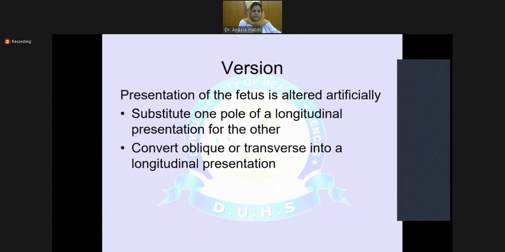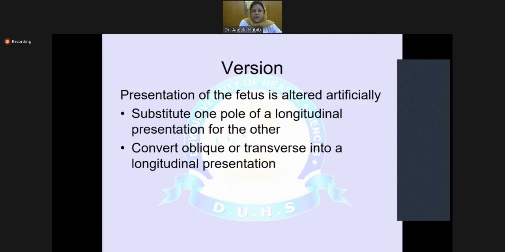Presentation of the fetus is altered artificially. In a breech presentation, sometimes you need to take a delivery of the breech baby by the Pinard method and the Mauriceau Smellie Veit maneuver, by application of the forceps. If the patient had previous normal deliveries, you can easily do a delivery of breech by doing an assisted breech delivery. Sometimes you have to have a proper elective cesarean section for that breech baby. And sometimes you need to do a version, that is an external cephalic version.